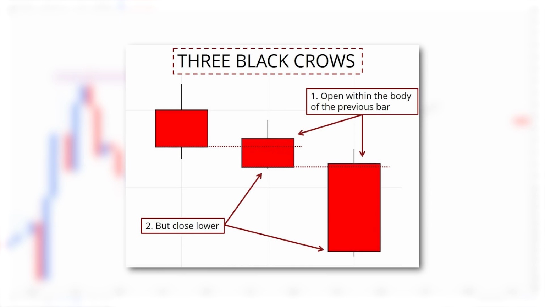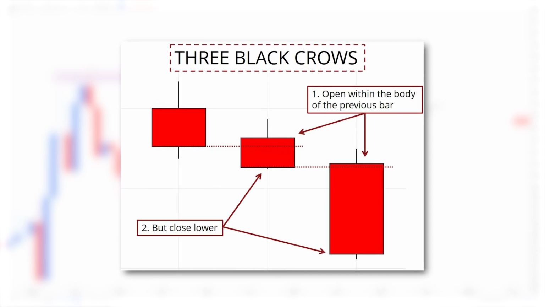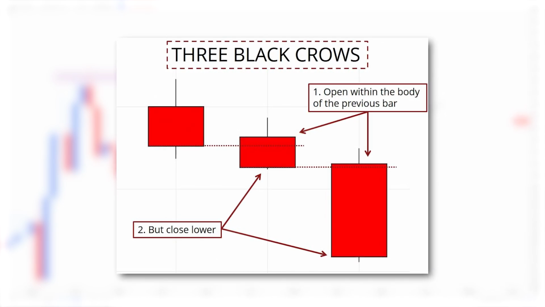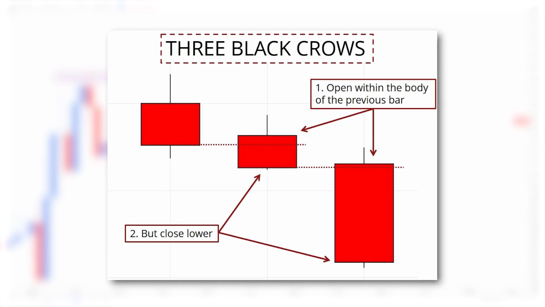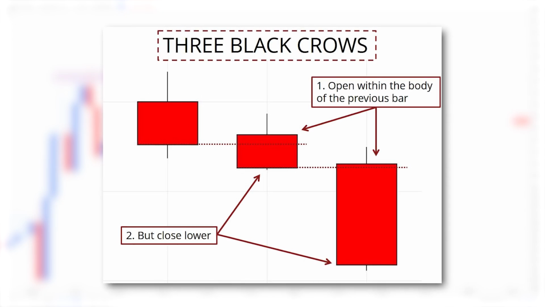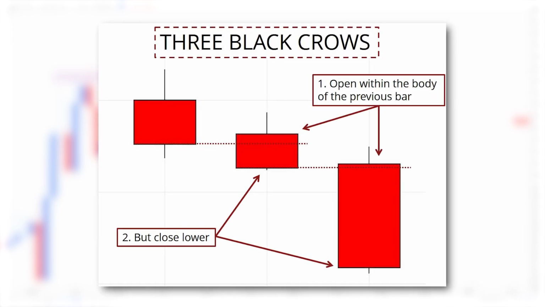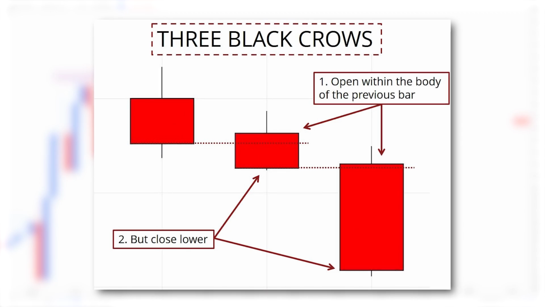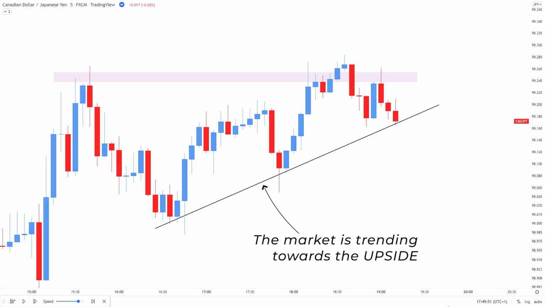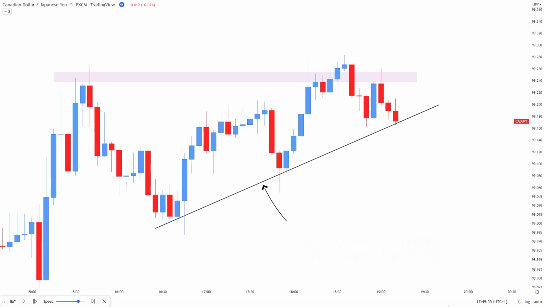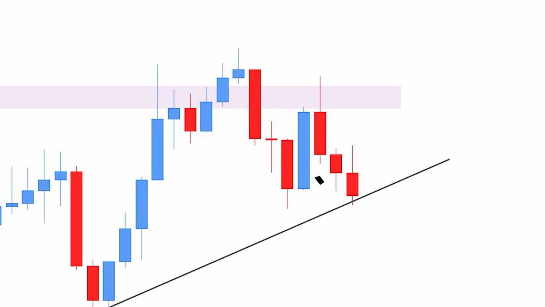The black crows pattern is made up of three consecutive long candlesticks that open within the real body of the previous candle and close lower than the previous candle. This pattern and its candlesticks have small or no bottom wicks in the majority of cases I have seen. So for example, over here we are seeing a strong trend towards the upside, multiple rejections indicating bullish momentum, until this moment when three black crows appeared, the first one even bouncing off a defined resistance zone.